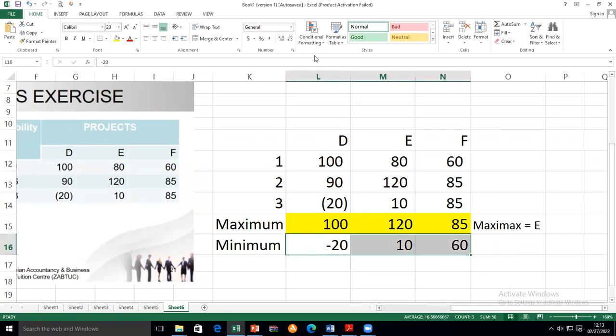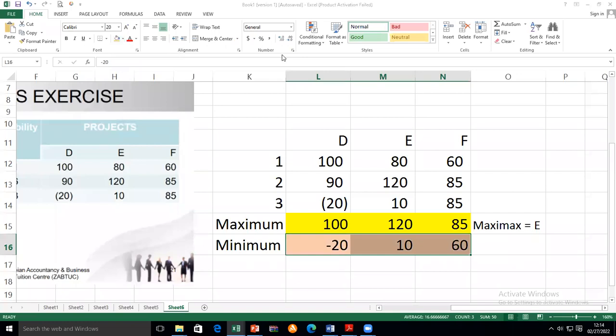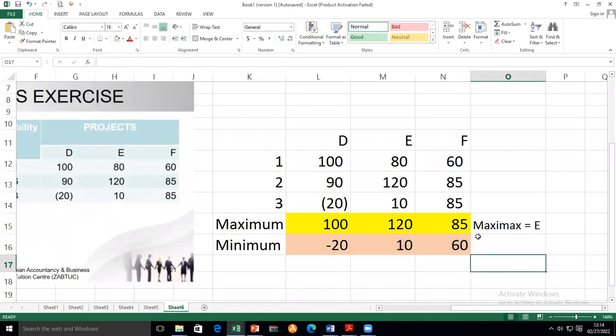So these are the minimum results. Out of these minimum or terrible results, where do we get the best? This is the one that uses the max mean. Somebody has said it's F. You're right.